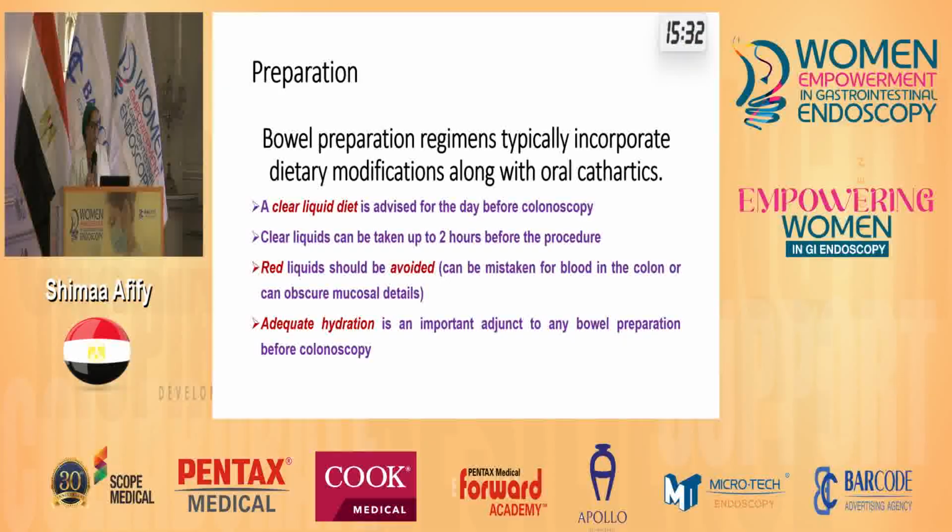The regimens always incorporate dietary modifications along with oral cathartics. A clear liquid diet is advised 1 day before. It could be allowed until 2 hours before the procedure. Red liquids should be avoided, and you should make sure that the patient has adequate hydration during the period of the bowel preparation.